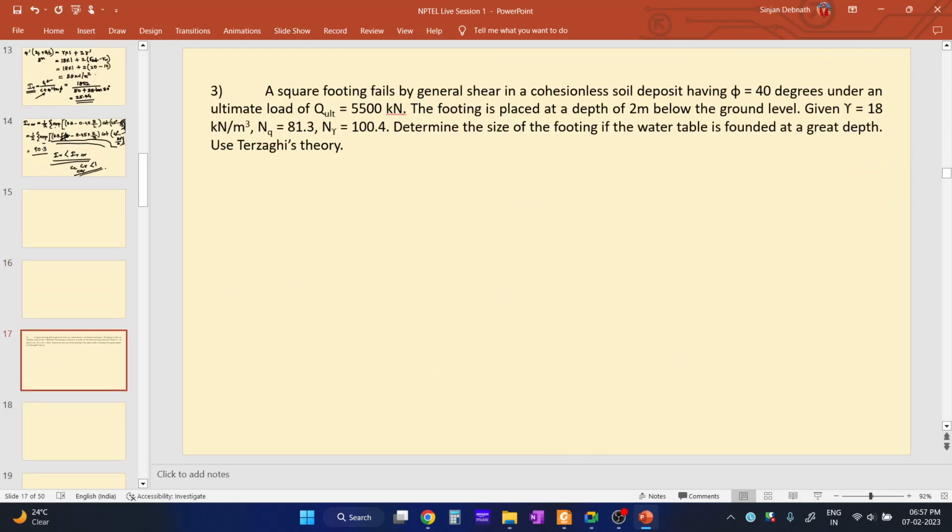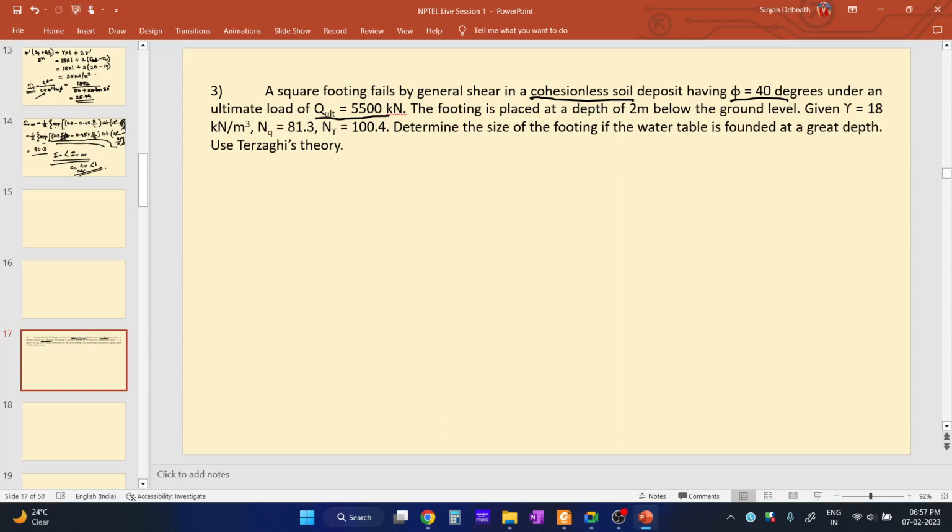Now let's come to the third question. What is the third question? A square footing fails by general shear in a cohesionless soil deposit. So there will be no C. It is a complete cohesionless soil having phi equal to 40 degrees under an ultimate load. What is the ultimate load? 5500 kilonewton. The footing is placed at a depth of 2 meter below ground level. The unit weight of soil given is 18 kilonewton per meter cube.